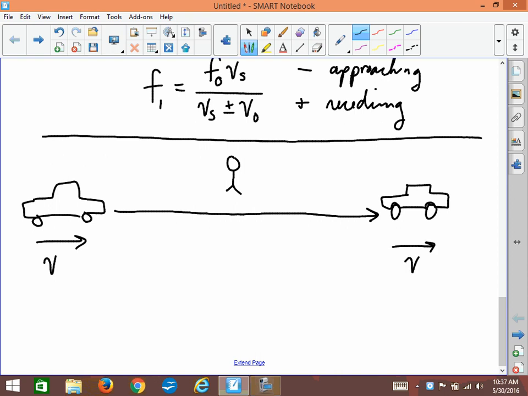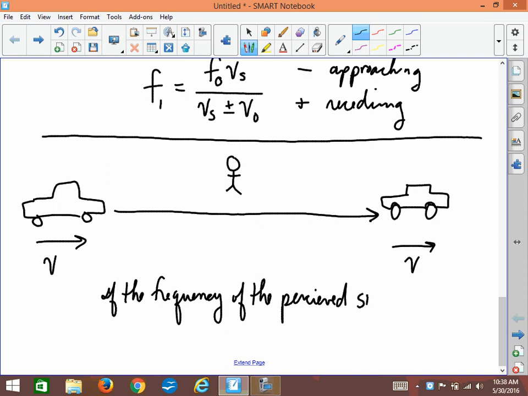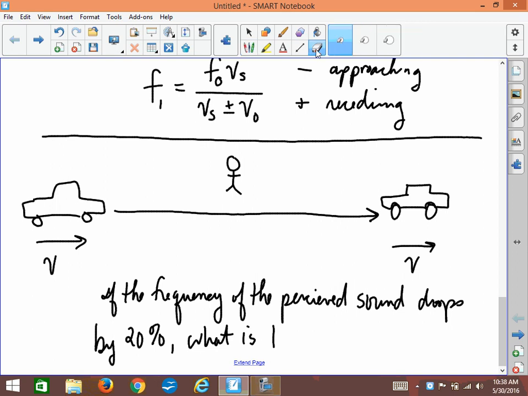that the frequency of the sound, the perceived sound, what you're listening to, drops by 20%. What is the speed of the car?